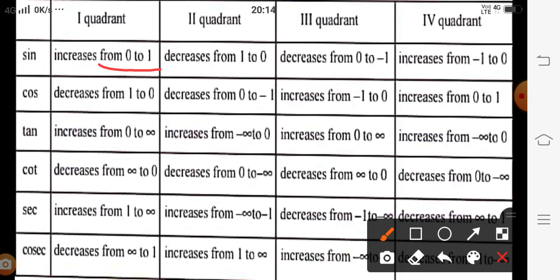And in the second quadrant, 90 to 180, the value of sin theta decreases, because sin 90 is 1, and if you find sin 180 degrees, that is 0. In the third quadrant, it still decreases. The value of sin decreases from 0 to -1. Sin 180 is 0, and if you are finding sin 270, this we know.